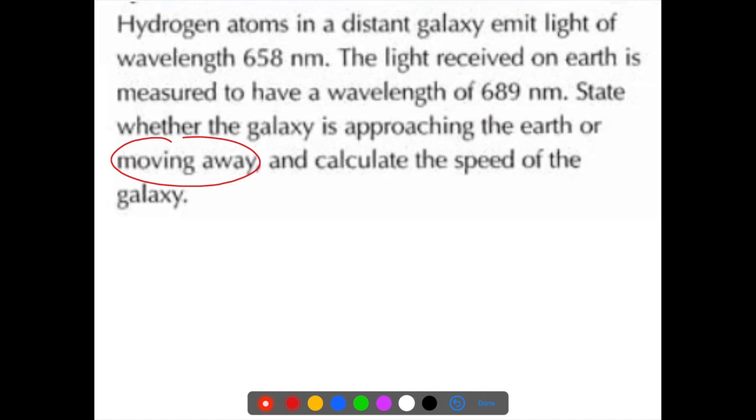Step one done. Now we want to calculate the speed of the galaxy. Now we are talking about light here. So we're going to use Δf over f equals Δλ over λ, which equals v over c. Of course, this isn't actually equal, it's very, very close. There's a lot of relativity stuff that goes into that, but for our purposes right now, it'll be close enough. All right, so let's go ahead and put in our numbers.